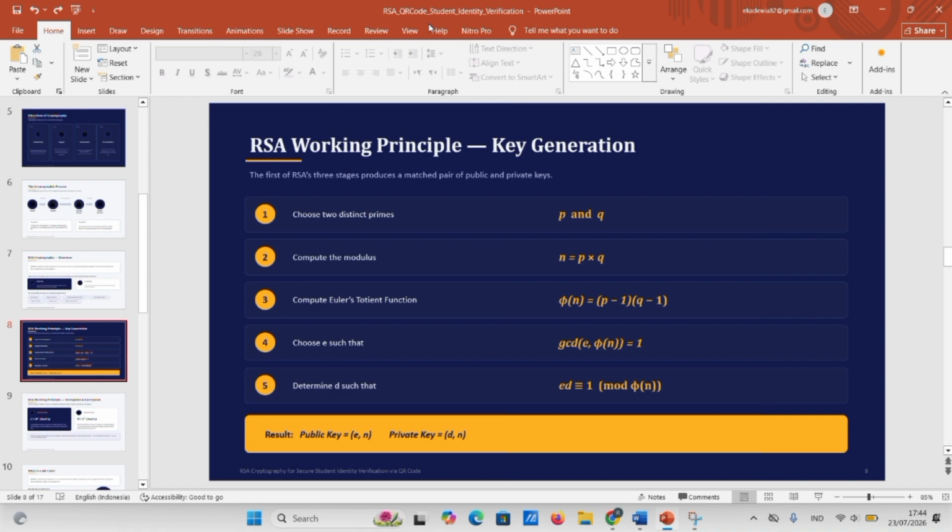The result is a pair of mathematically related keys: the public key used for encryption and the private key used for decryption.